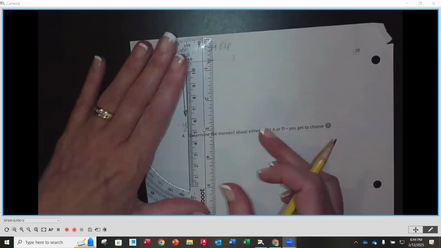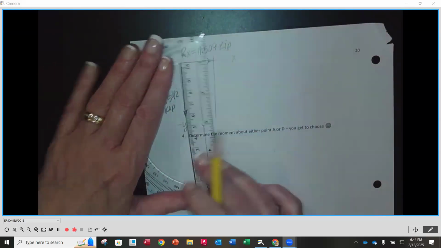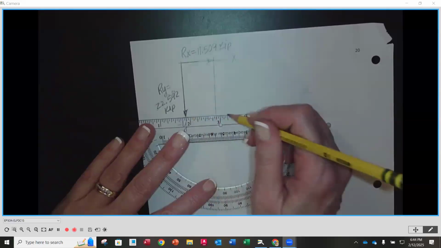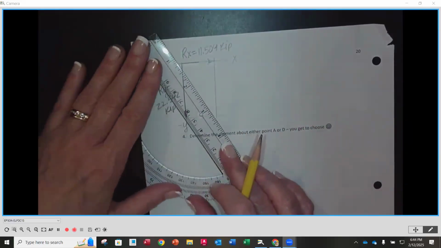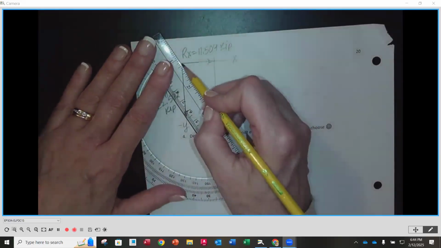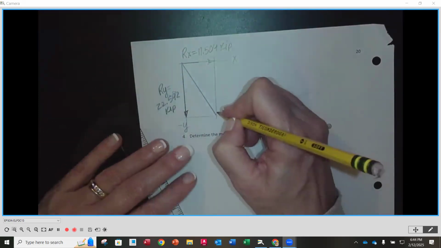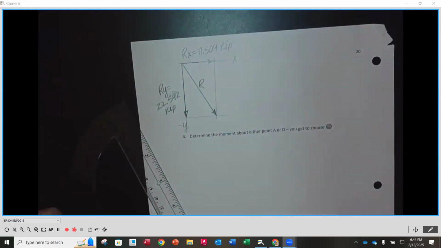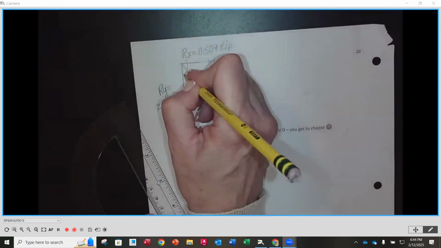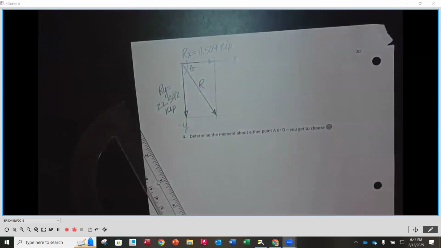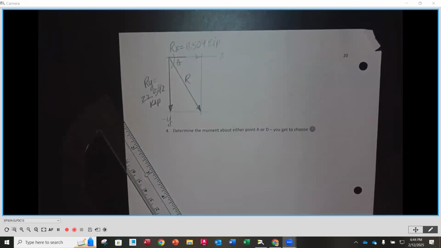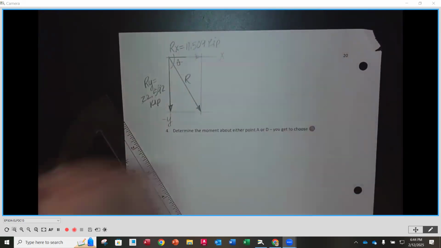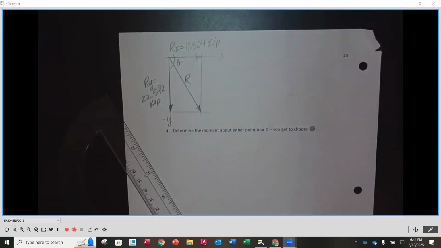Now, the resultant. Simply going to draw some construction lines here where they come together. Starting at the origin, the tail of the resultant is going to start there. Its tip is going to go to the intersection we just created. And then the angle is going to be theta.